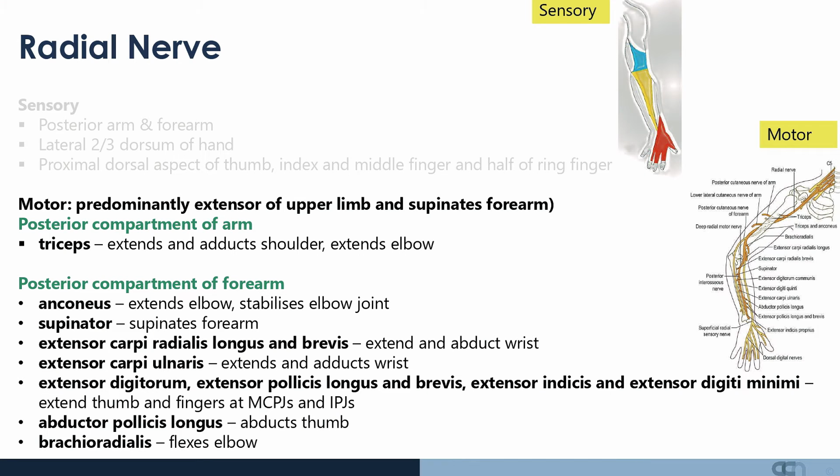The motor components of the radial nerve are involved predominantly in the extension of the upper limbs as well as supination of the forearm. The muscles innervated in the posterior compartment of the arm are the triceps muscle, which is involved in extension of the arm as well as adduction of the shoulder and extension of the elbow.